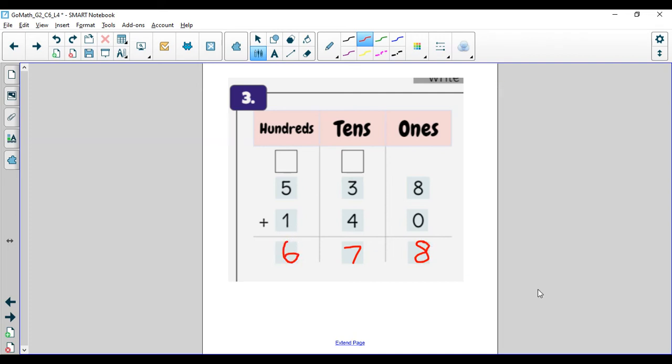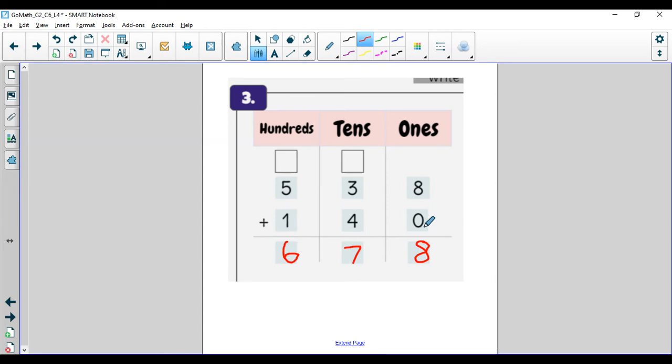Did we need to regroup in this problem? If you said no, you were correct. We did not need to regroup at all. Why? Because the sum of the ones column, the sum of the tens column, the sum of the hundreds column, all of those equal a one-digit number, 9 or less. So we did not need to make a 10. We did not need to make 100. We could just add going straight down. Wasn't that nice? All right, you've done amazing on those 3 problems.